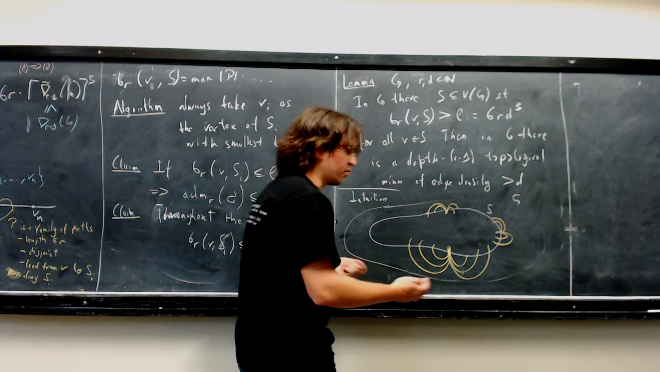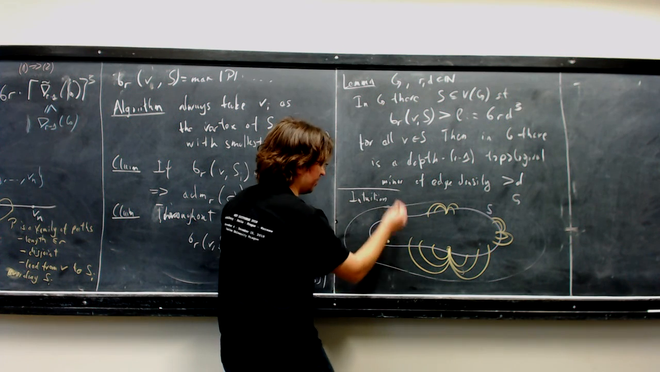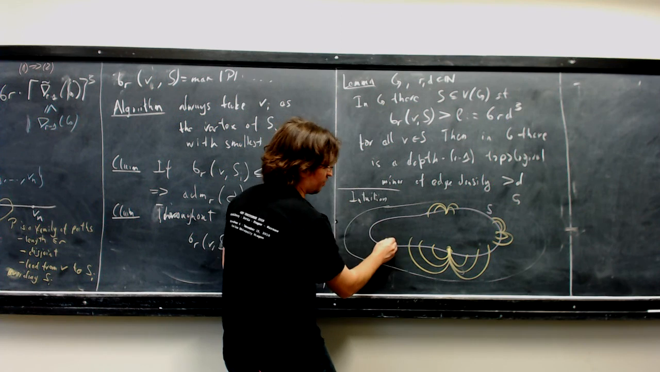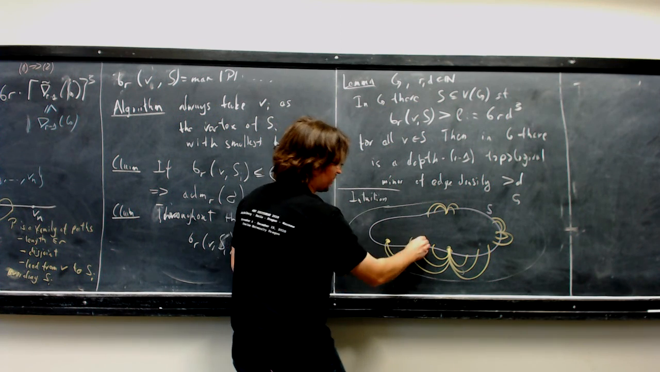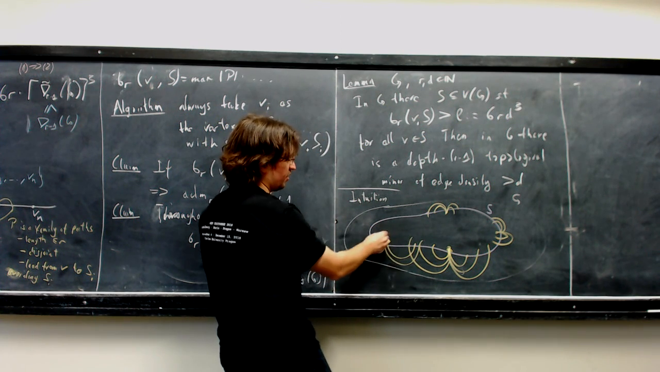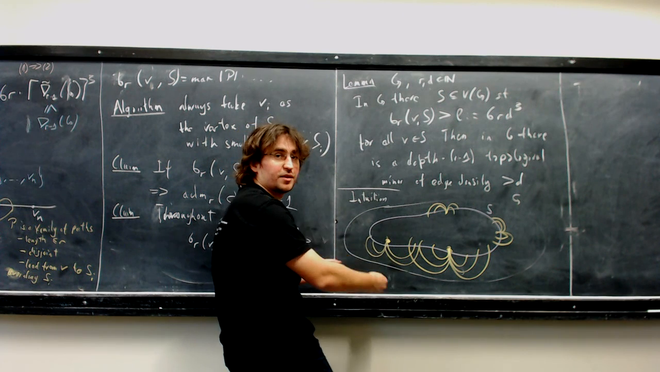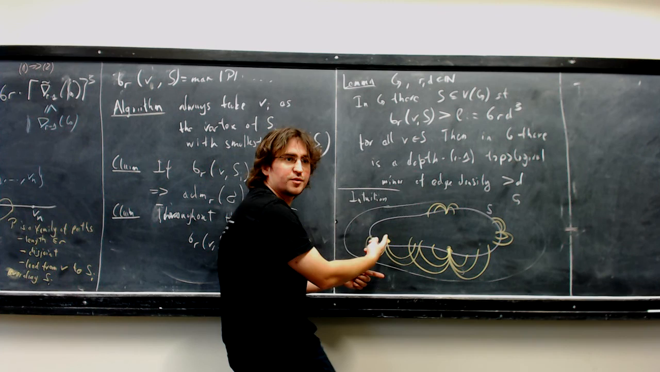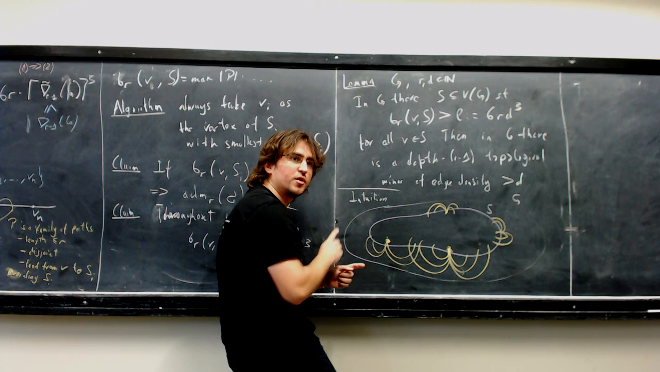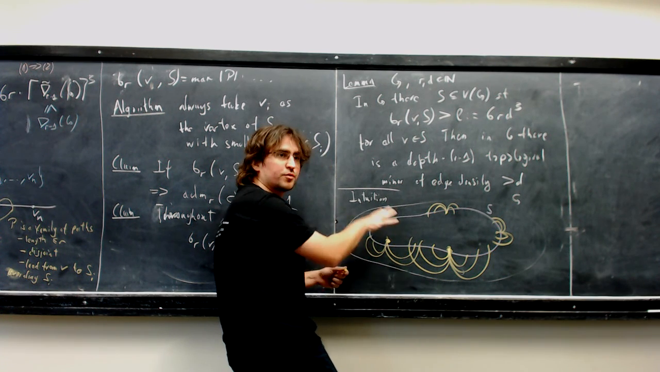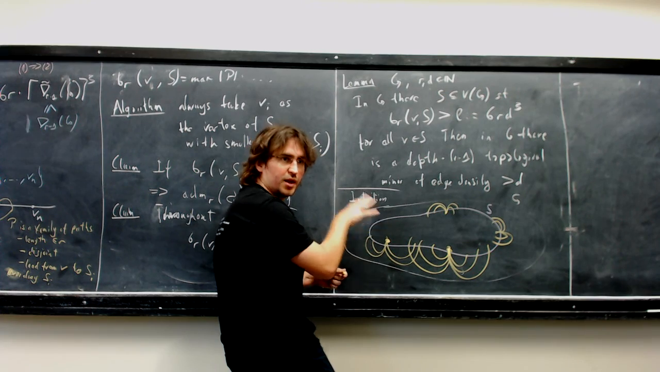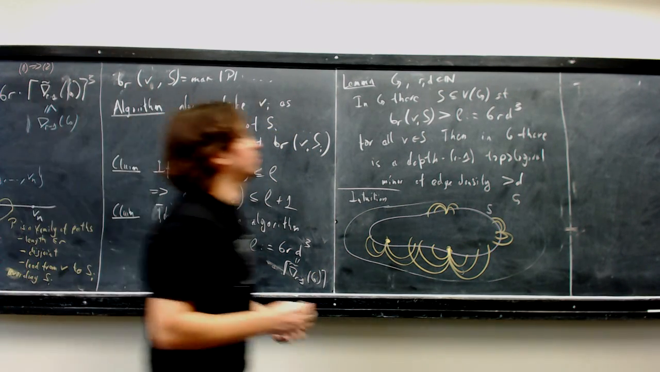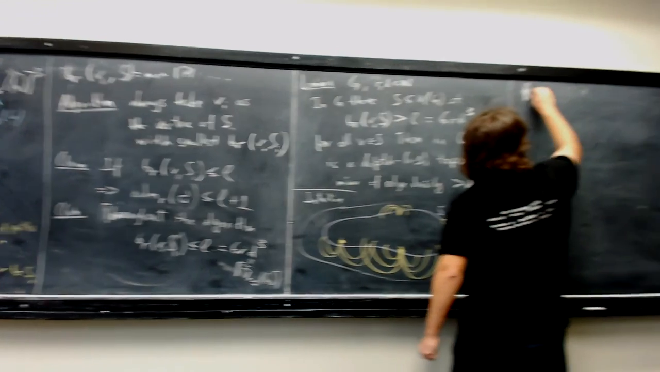However, this is not so obvious technically, because if I have here a vertex and here another vertex, maybe the fountain that this vertex is sending is intersecting the fountain that is sent by the other vertices. So we need to uncross those paths in order to really construct a dense topological minor. And this is what we're going to do. Okay, so here, proof of the lemma.